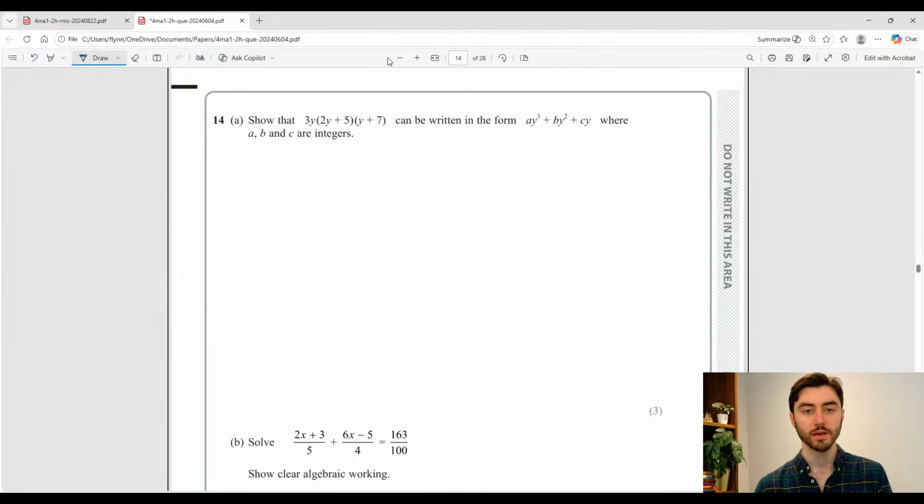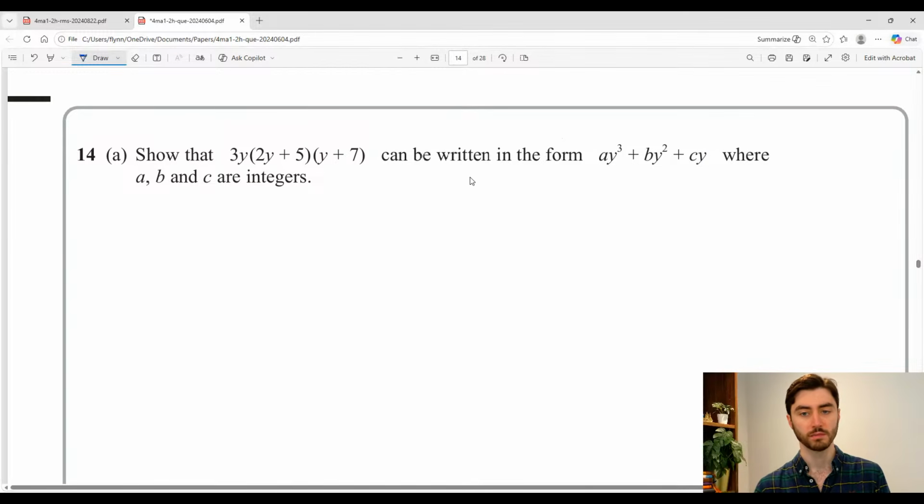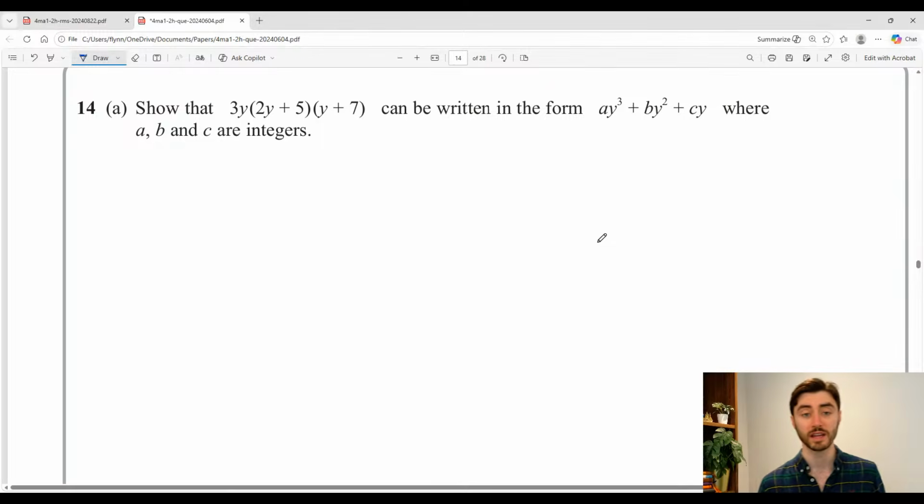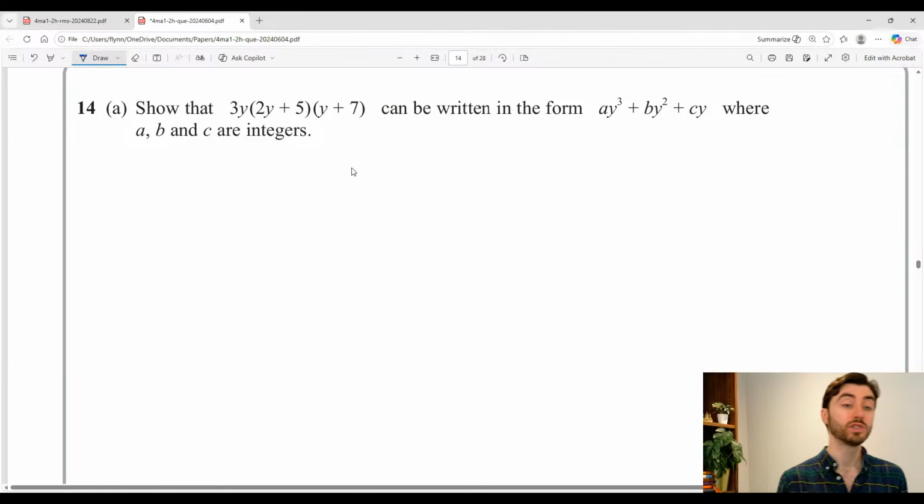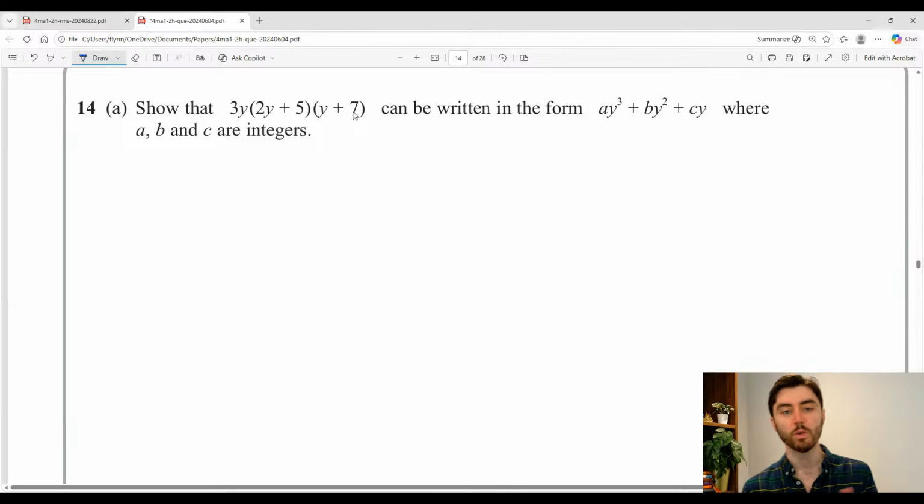So here now, show that this can be written in some form. Well, this is just expanding brackets. My preference would actually be to not take the first two, but to take the second two and multiply those, because that'll be more complicated, and multiplying by 3y is going to be easier. Because these are multiplied, you can multiply them in any order, which is why you're allowed to do that. But if you are more comfortable, you can multiply the first two first.